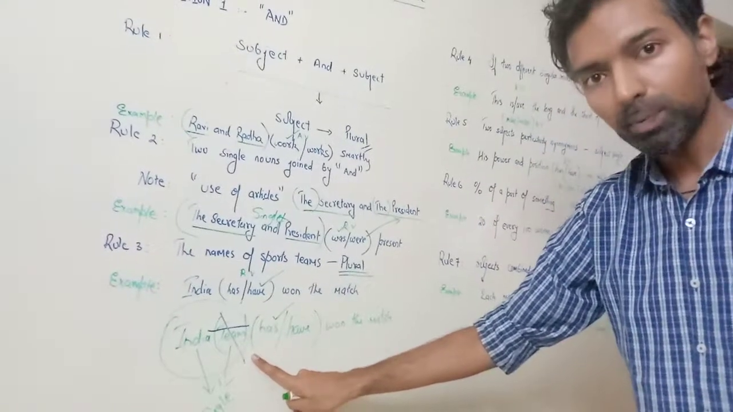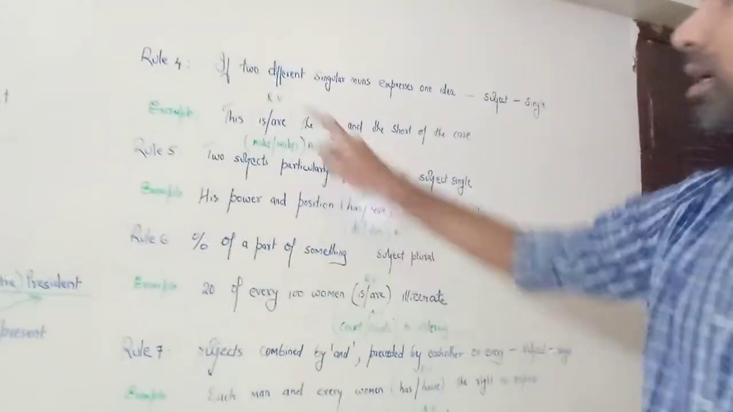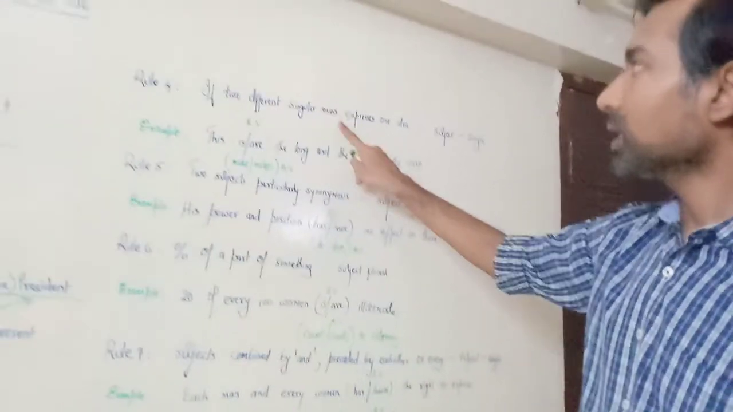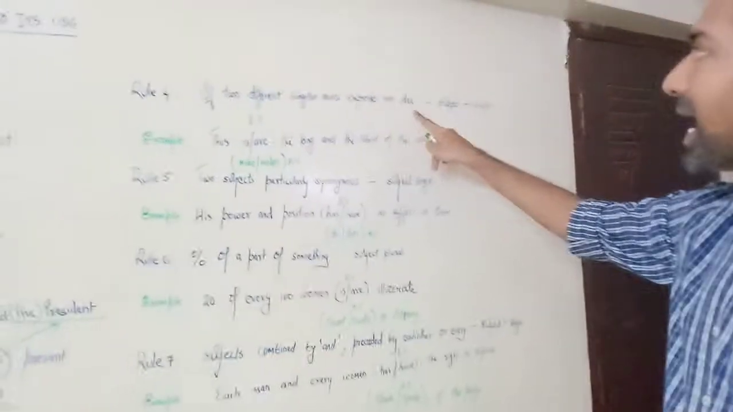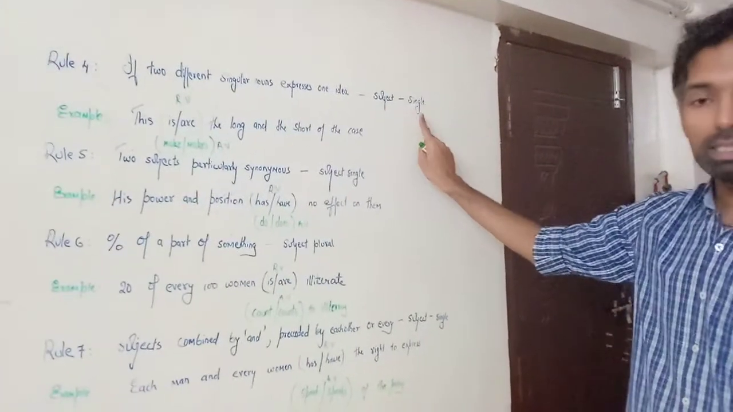Well, hope you have understood now. Coming on to rule number 4. The rule says if two different singular nouns express one idea, then the subject will be considered single.